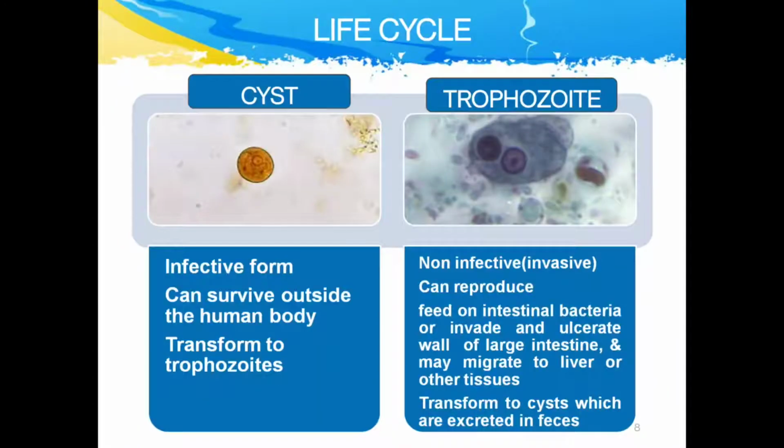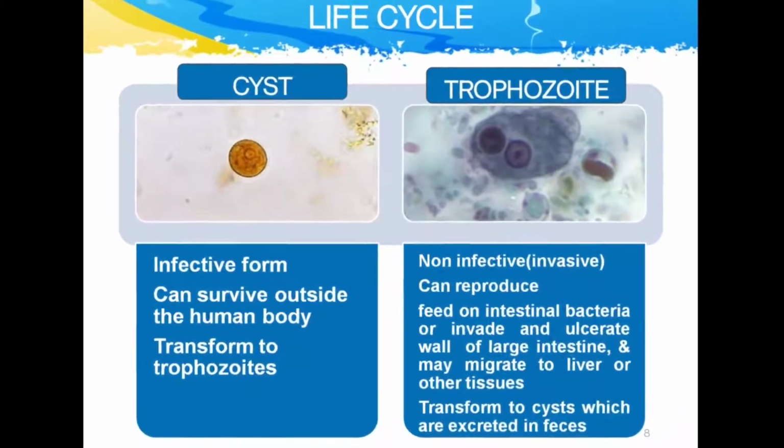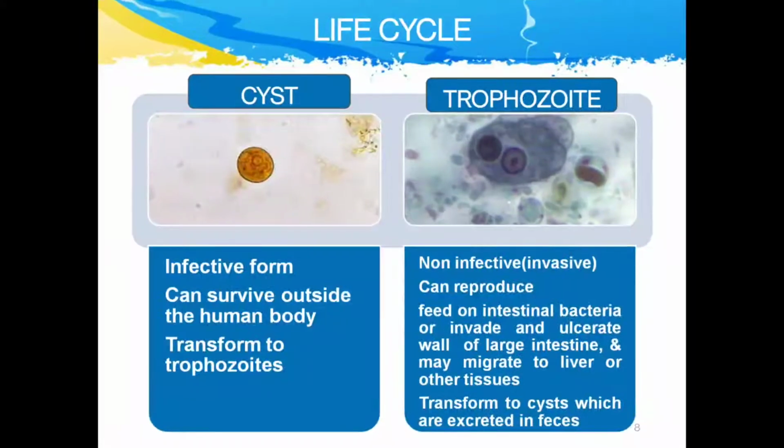Now we will discuss the life cycle of amoebiasis. You can see this is a cyst, the infective form that can survive outside the body and transforms to trophozoites. Trophozoites are non-infective, invasive, can reproduce, feed on intestinal bacteria, or invade and ulcerate the wall of the large intestine, and may migrate to the liver or other tissue, and transform to cysts, which are excreted in feces.